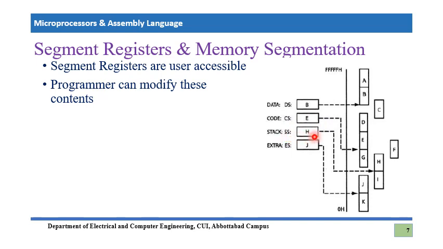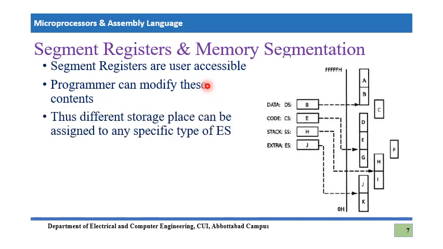Its current content is basically segment H, but the stack segment register can also point to segment C. So C can easily be written here in the content of the stack segment register, and the programmer can do it easily. We are going to learn how to do it when we learn about programming this microprocessor. The third point explains the same thing.